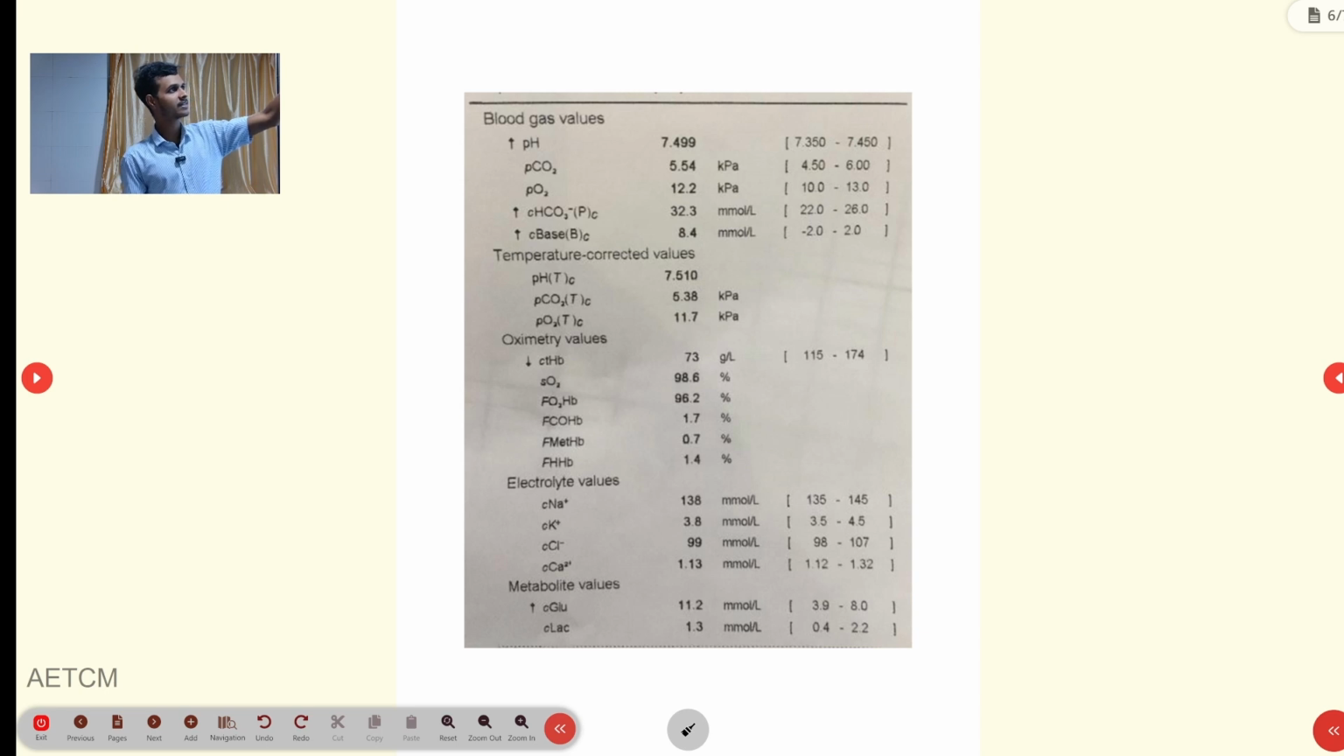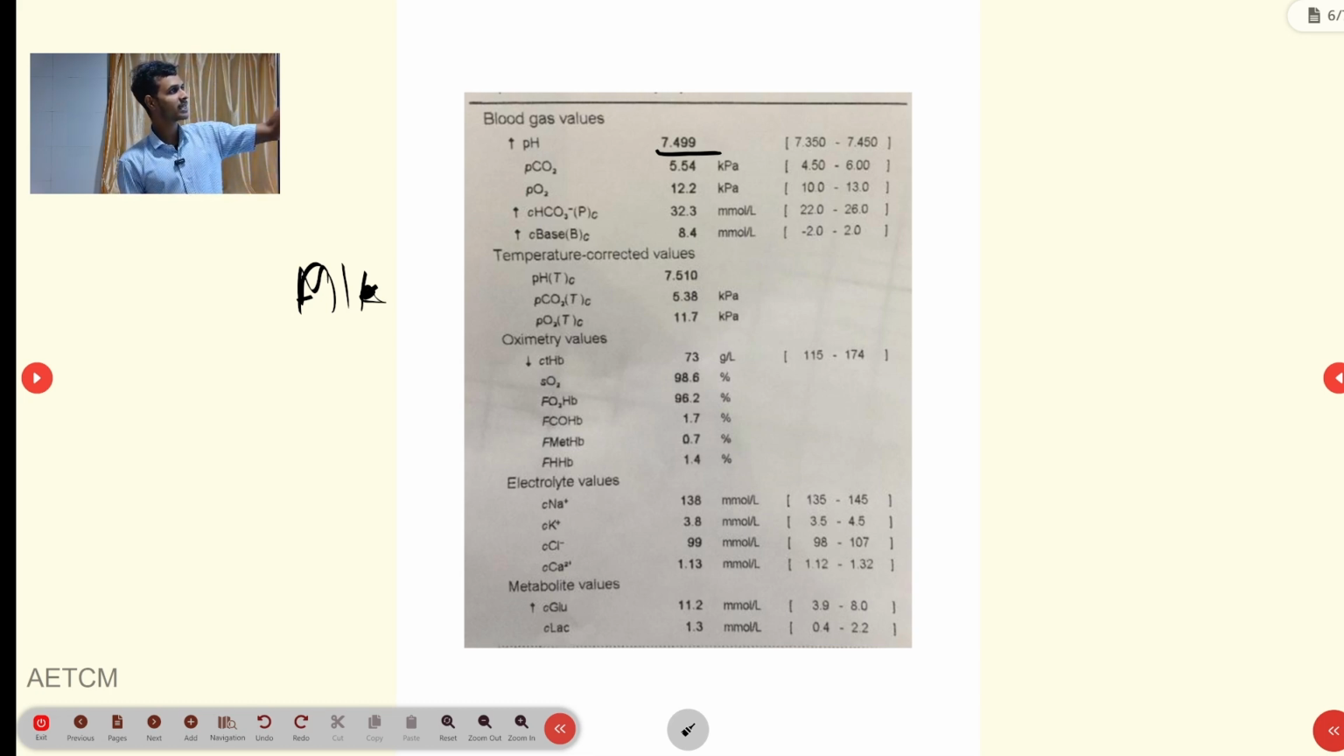pH you can check here, it is 7.499. Okay, that is indicating pH is on the higher side. Am I right? So the normal level is 7.45, but the value is going high, so it is indicating alkalemia or alkalosis condition. Now I am going to check whether it is because of respiratory or because of metabolic.